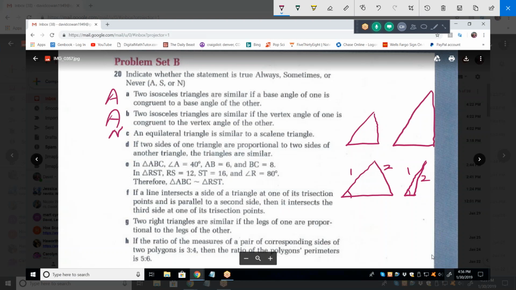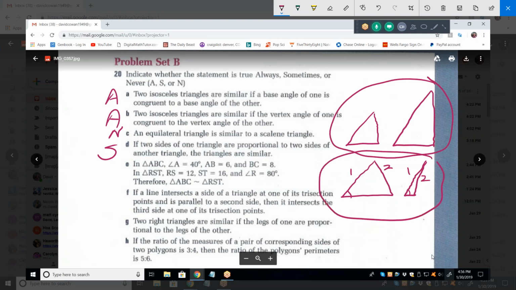So sometimes, and obviously in this case up here they are. So there are cases where they are similar, but if I can draw one that's not similar, then it's not always and it's not never. So it has to be in between, sometimes. I think that's probably a good place to stop.